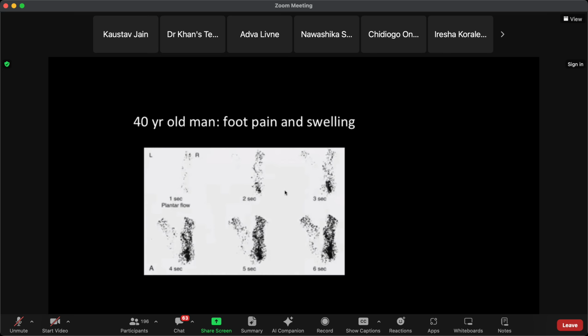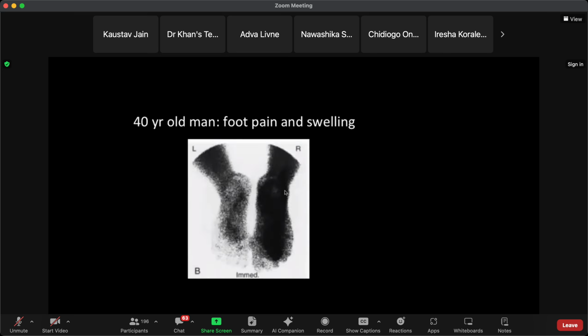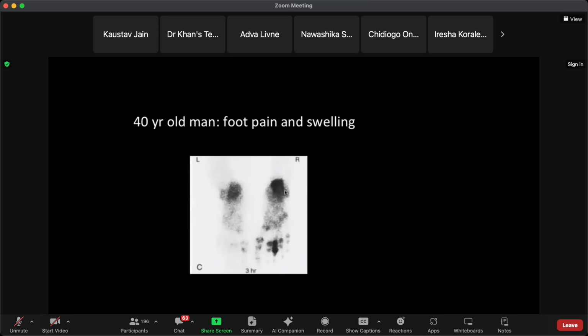And the blood pool image subsequently, the uptake has increased, but the distal aspect, the toes of the foot, have not taken up any of the technetium MDP yet. And in the subsequent image, there's no uptake either.